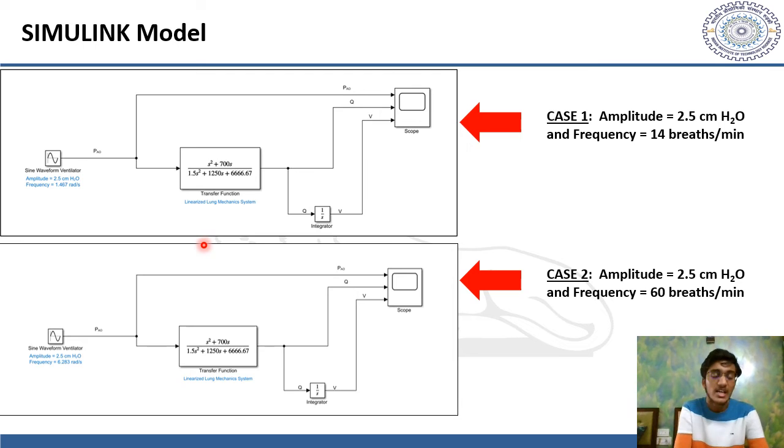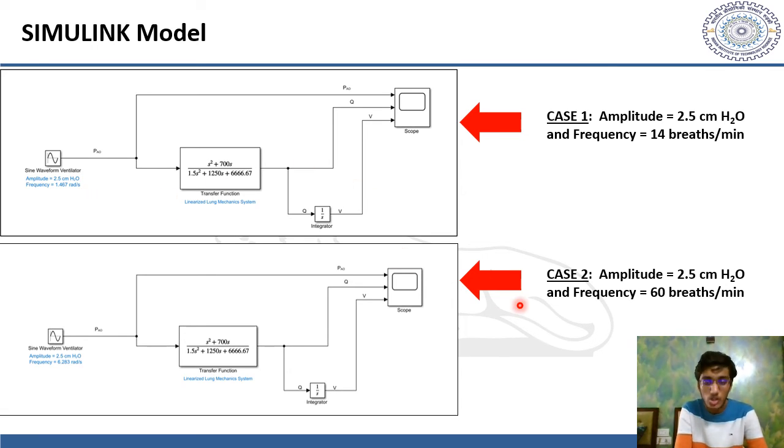Again, we have fixed the amplitude to 2.5 centimeters H2O in both cases, but the frequency of ventilation is varied. In the first case, considering that the normal respiration rate in a human adult is generally around 12 to 16 breaths per minute, I've used the average of those values, which is around 14 breaths per minute, as the frequency for case number 1. This implies in hertz a frequency of 14 by 60 hertz, and in radians per second this is equal to 14 by 60 times 2 pi, which evaluates to 1.467 radians per second.